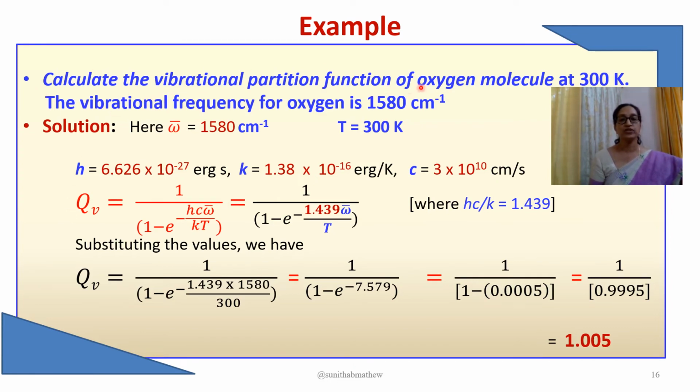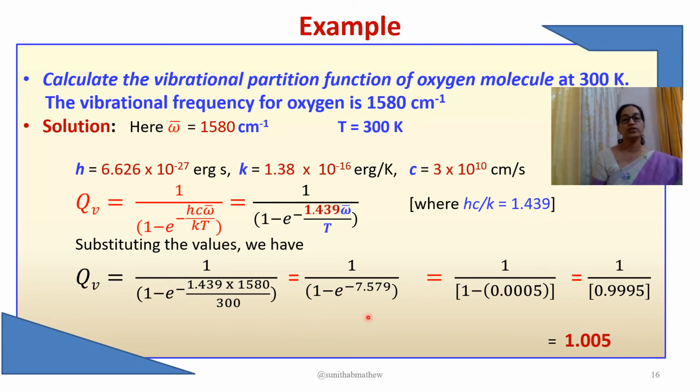Calculate the vibrational partition function of an oxygen molecule at 300 Kelvin. The vibrational frequency for oxygen is given as 1580 centimeter inverse. So this is given in centimeter inverse; this is the vibrational frequency. We know the value of Planck's constant, Boltzmann constant and velocity of light. We will substitute it in this equation. QV is equal to 1 divided by 1 minus e to the power minus 1.439 omega bar upon T, because we know hc upon k is 1.439.